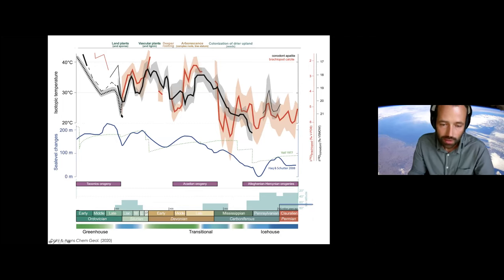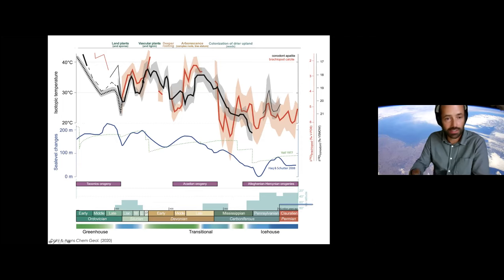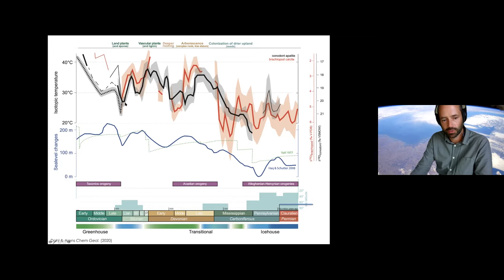So now I want to step away from the oxygenation and the CO2 records, which I think are extremely uncertain, and point our attention to something completely different, which is still giving us some insights. And that's the temperature curve that is obtained from conodont apatite and from brachiopod calcite. They pretty much follow each other. And there's actually a decline in temperature here during the Gobi, and also a decline here in the early Devonian, late Silurian, and then a further decline over here in the early Carboniferous.